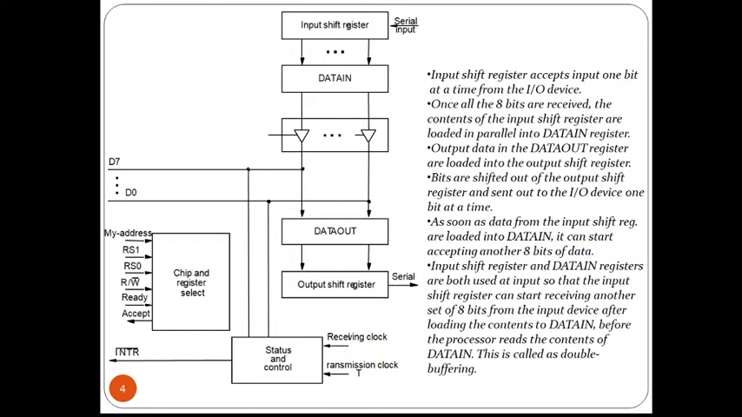The SIN flag will be set to 1 when new data are loaded into data in. Then it will be cleared to 0 when the processor reads the contents of data in. So when the data is loaded, SIN will be 1. SIN will become 0 when the contents of data in are read by the processor. As soon as the data are transferred from the input shift register to the data in register, the shift register can start accepting the next 8-bit character from the IO device.